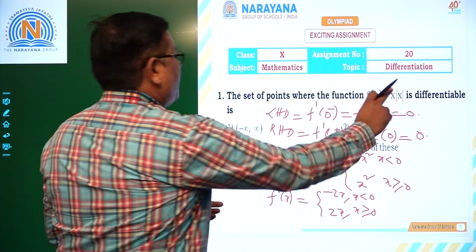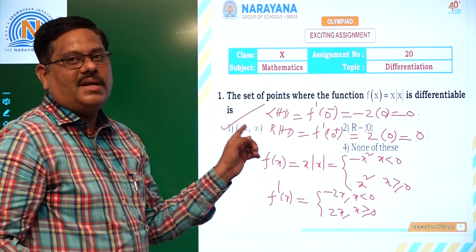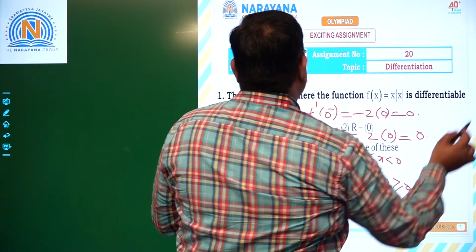So the function is differentiable on real numbers. Real numbers we otherwise represent as minus infinity to plus infinity. So that is the right answer. Okay, now let us see the next question.